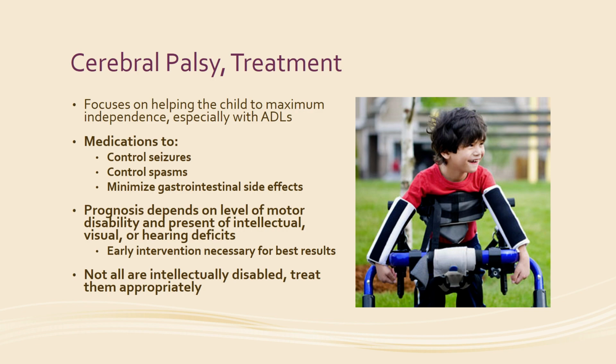So there are definitely medications that you can use, especially if there are seizures along with it, spasms along with it, and GI side effects. But there's nothing you can do to undo that lesion in their brain, right? Unfortunately, prognosis depends a lot on the motor disability. Of course, the level, right? Some people just have really, really bad cerebral palsy. Some people have a limited form of it. Early intervention is always best, and getting as many people involved is always good, right?